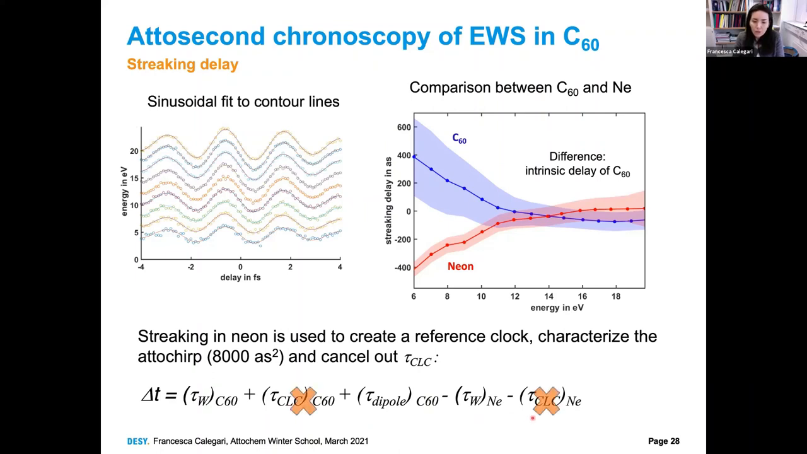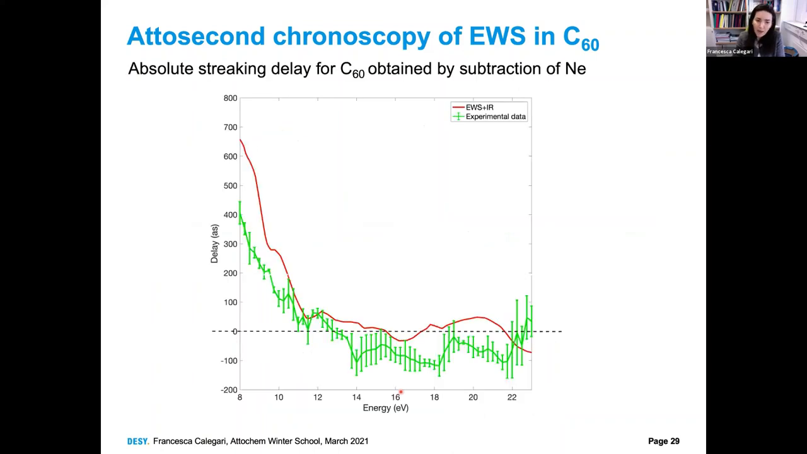And if you do so, then you can cancel, for instance, the laser Coulomb coupling term, because it's expected to be very similar for C60 and neon. And then you end up with these three terms. The Wigner delay for neon is known, and therefore you can extract the Wigner delay for C60 and also the IR-induced dipole effect for C60. This is what we have obtained.